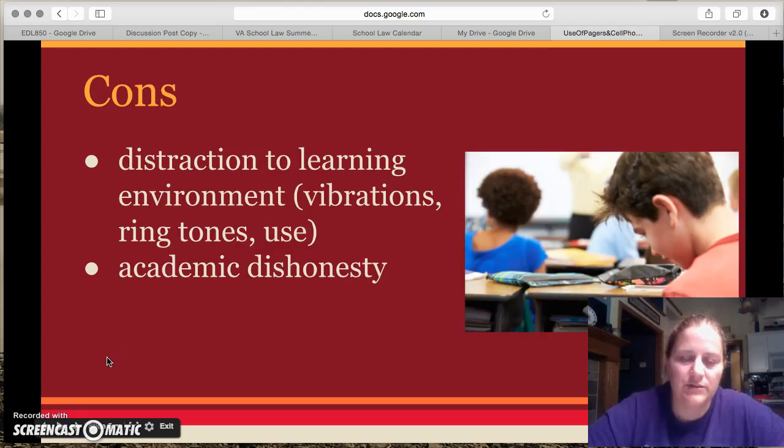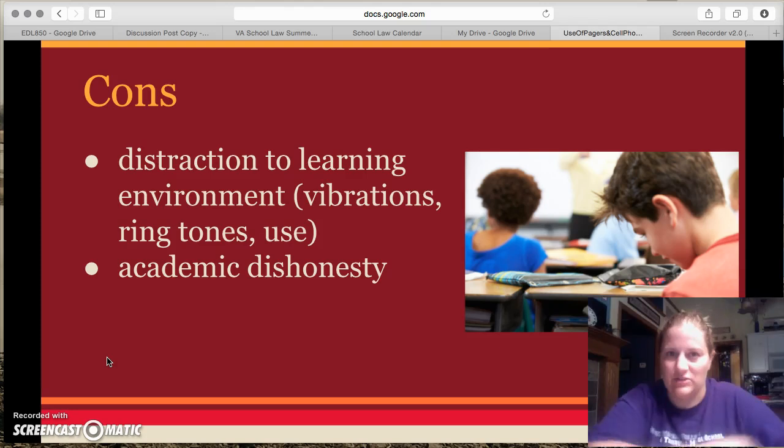Some of the cons are that it could be distracting to the learning environment. Even if the phones are on silent or on vibrate, they can still be a distraction. Most phones light up if you get a text or a call, and even if it's on vibrate, you're not supposed to hear it, but everyone knows you still hear the vibration. So that could be a distraction to some students learning.